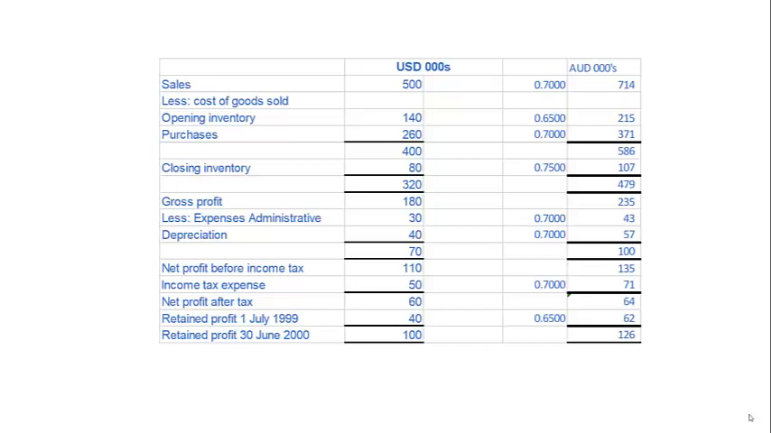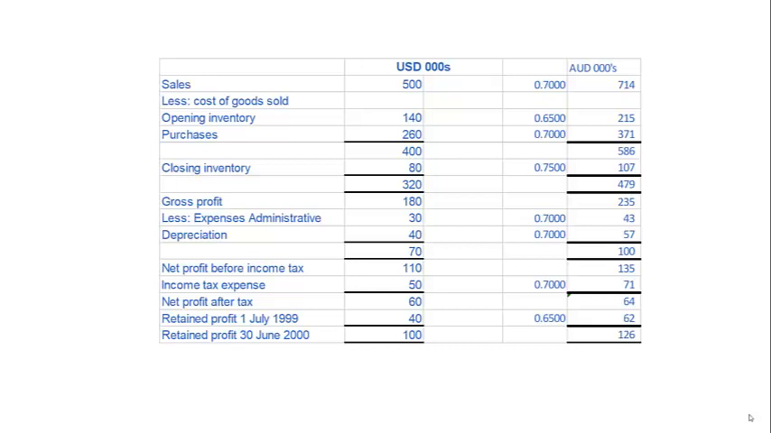and you can see that we have the US dollar income statement for Weaver, and we apply to the US dollar amounts the relevant exchange rates. Where the transactions occur evenly throughout the year, we've used an average rate of 70 cents. So sales, purchases, admin expenses, income tax expense, you can see we've converted all of those at 70 cents.